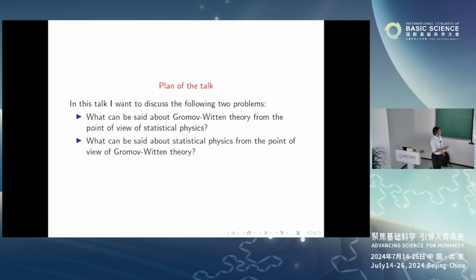This is the plan of my talk. I'd like to discuss the following two problems. What can be said about Gromov-Witten theory from the point of view of statistical physics, and what can be said about statistical physics from the point of view of Gromov-Witten theory? These two things originally, I think, are remote from each other. And what I am going to say today probably are just crazy ideas. But I think we need crazy ideas to work on sometimes.